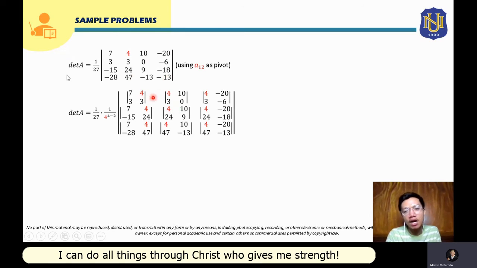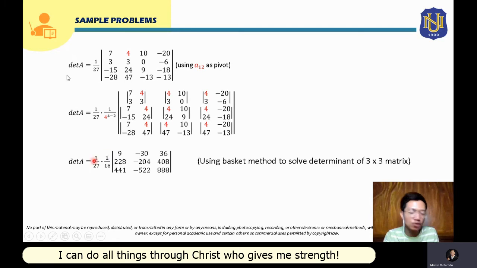So from here, after forming these 2 by 2 matrices, we will solve for the determinant of each of these 2 by 2 matrices. We will first simplify the fraction here. So this will be 1 over 4 squared.